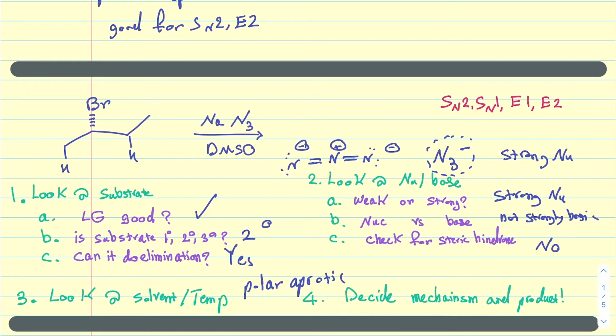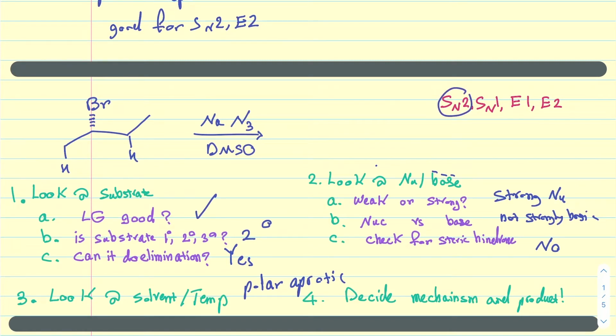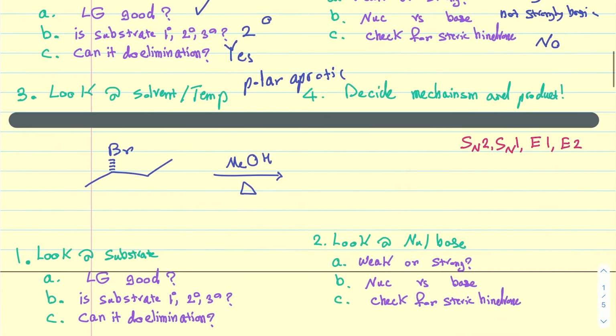Now step 4, I have to determine the mechanism. I have a secondary substrate, could do any one of them, but I'm combining that secondary substrate with a nucleophile that is not very basic. It's very strongly nucleophilic, doesn't have much steric hindrance, and I'm doing the reaction in a polar aprotic solvent. So it has to be SN2. It's not going to be E2 because my nucleophile slash base is not very basic. It's not going to be SN1 or E1 because I'm using a strong nucleophile, and I'm doing the reaction in a polar aprotic solvent. So it's going to be an SN2 reaction, inversion of configuration, and this is going to be the product. Next reaction.